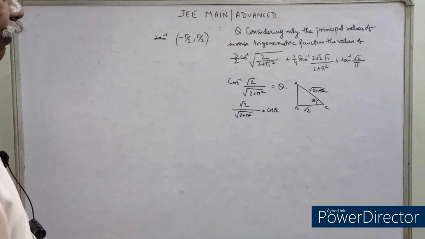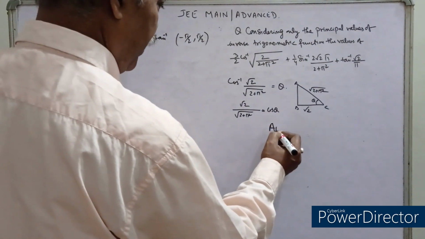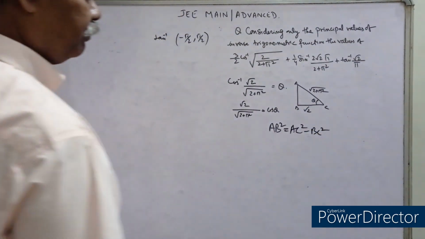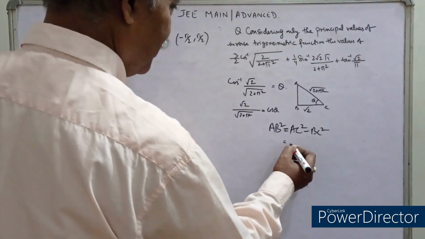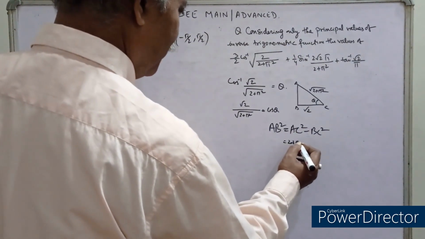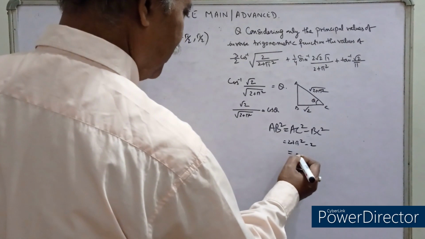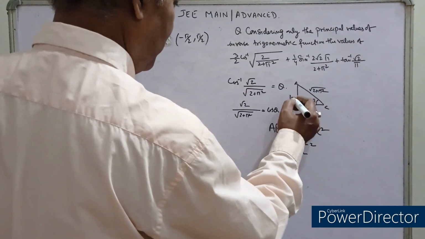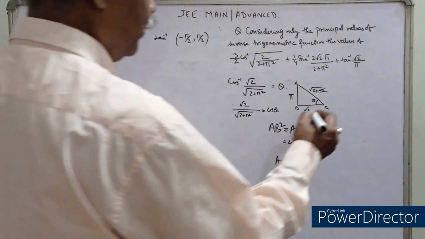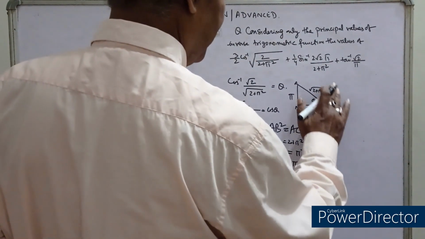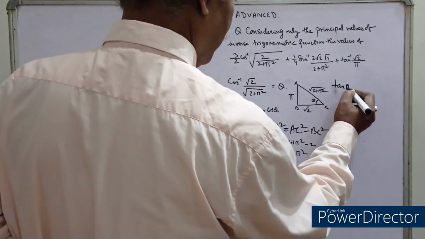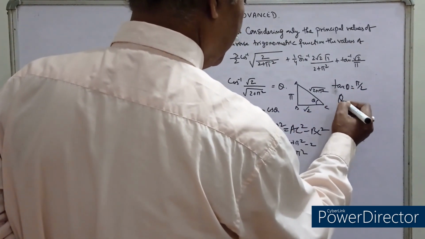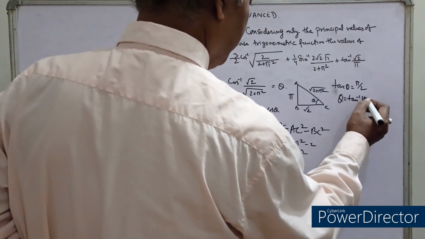Now if I apply the Pythagoras theorem, your AB square will be AC square minus BC square. So your AC square is 2 plus pi square, and minus 2, this comes to be pi square. So your AB is equal to pi. I have got the value of pi. Now your tan theta will be perpendicular by base, so this will be pi by 2. So your theta will be tan inverse pi by 2.